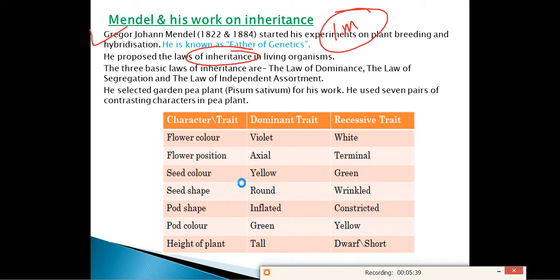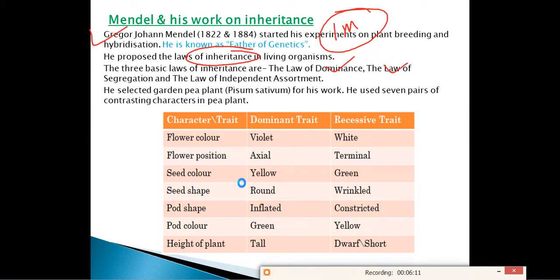So let's start with the law of dominance. What is the law of dominance? According to the law of dominance, some alleles are dominant and cover up the recessive alleles. There are two types of traits, dominant and recessive. Dominant traits will always be stronger than the recessive traits, right? So dominant means the stronger one. Some alleles are dominant and cover up the recessive traits, meaning the dominant trait will show its character in the next generation.